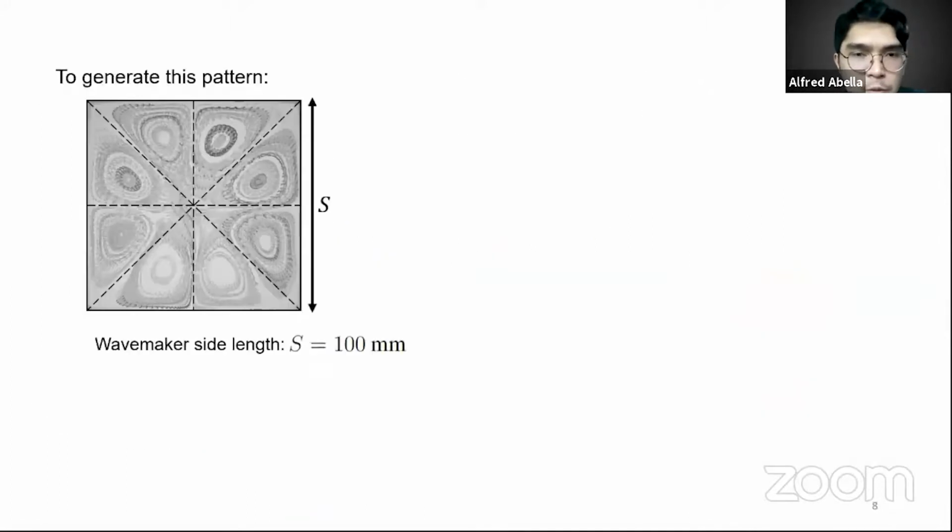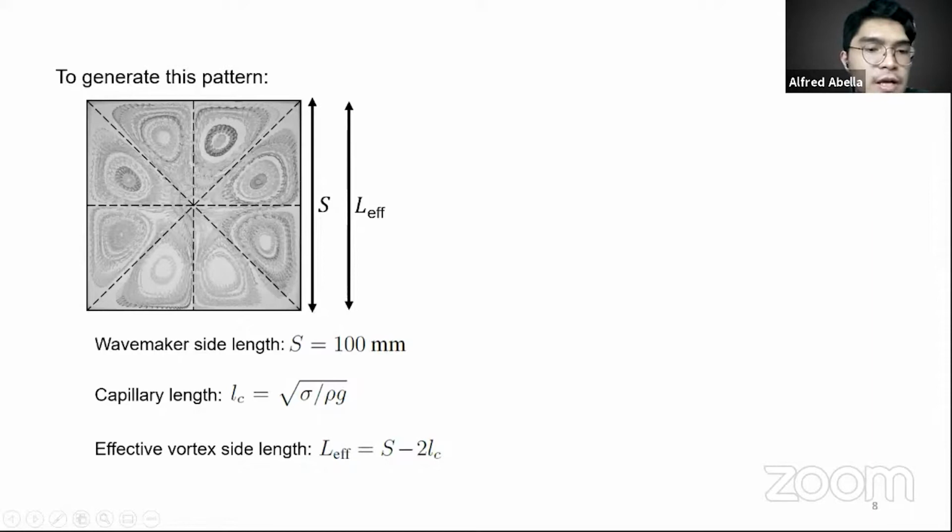Now, to generate this pattern, we have to take note of the wave maker side length. The wave maker is a square and the side is S equals 100 millimeters. The capillary length is L_C equals the square root of sigma over rho g, where sigma is the surface tension, rho is the density, and g is 9.8 meters per second squared. Therefore, the effective vortex side length, which contains the octupole pattern, is L_effective equals S minus 2 L_C, since we have to consider the two sides.